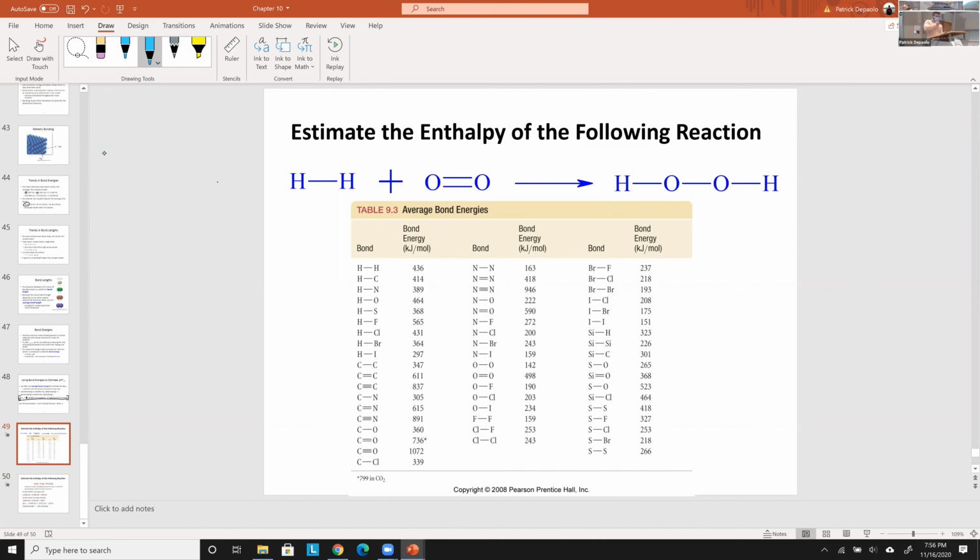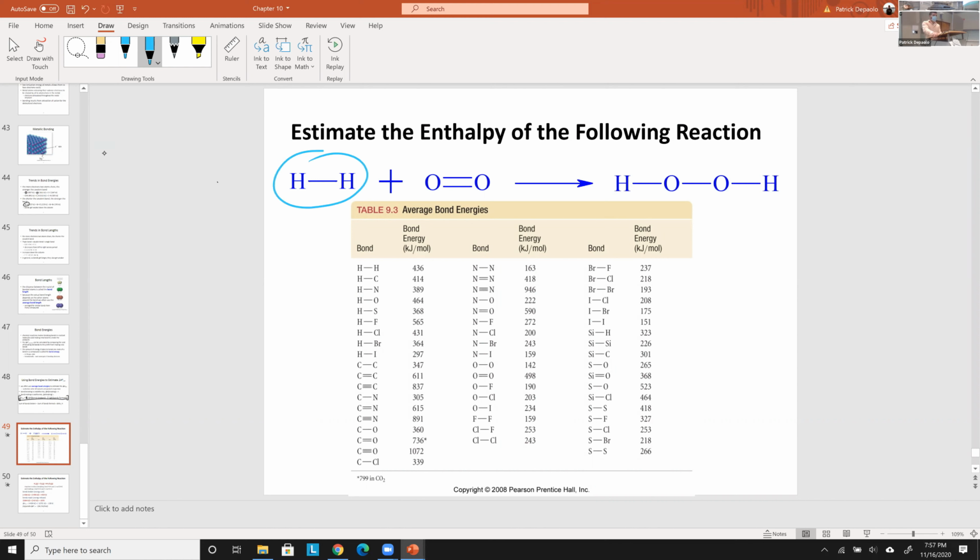The chances are the reactions won't be given like this. They'll be given in just like H2 plus O2 equals H2O2. And it's your job to first draw the Lewis structure, second, identify which bonds are in there, and then calculate the bond energy from that. Okay, so bonds broken minus bonds formed.